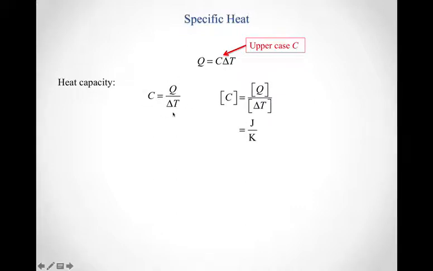If you rearrange this equation, I can write the heat capacity is equal to the energy transferred as heat divided by the temperature change of your system. And so if I want to start by thinking about the units of heat capacity, it's going to have units of energy over units of temperature. And so in SI, this is going to be joules per Kelvin.